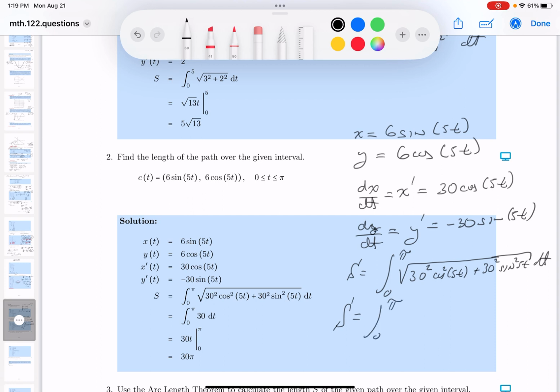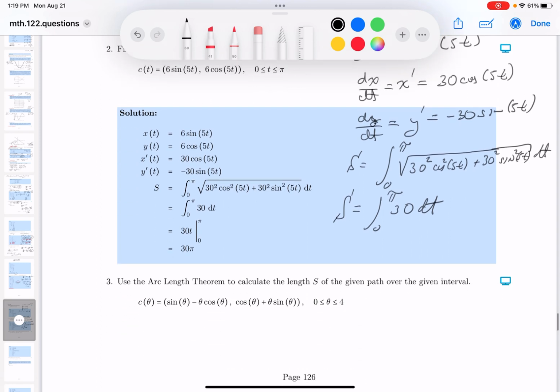Well, I see the 30 squared, I pull it out, square root of 30 squared is 30. And then I'm left with cosine squared plus sine squared of 5t, by the way, and that's going to be 1. So I get this over here, relatively simple integration. What do you get? You get 30t, limits of integration from 0 to pi, you get 30 pi. As expected, by the way. Thank you.